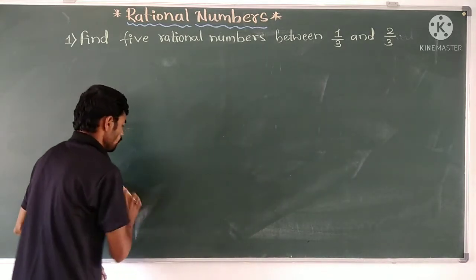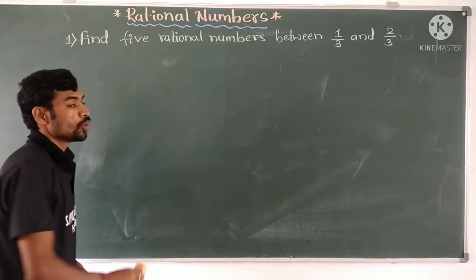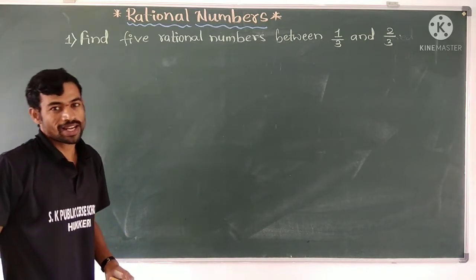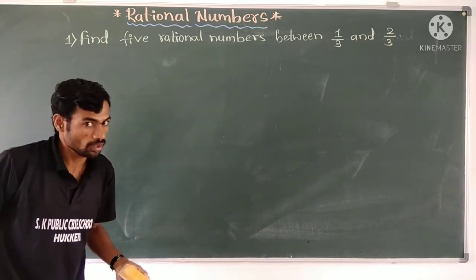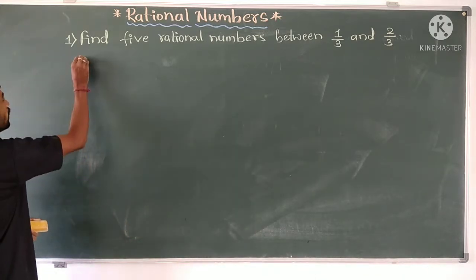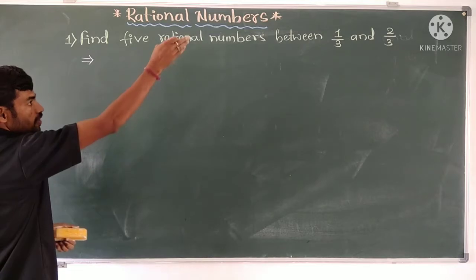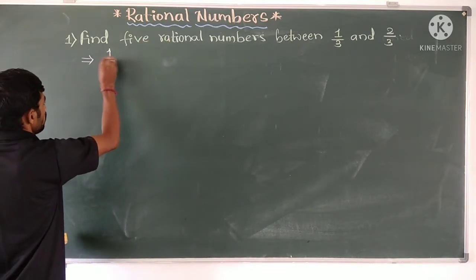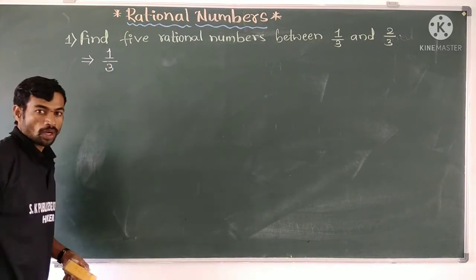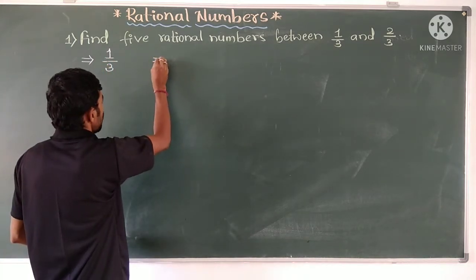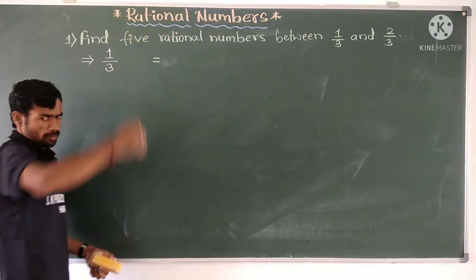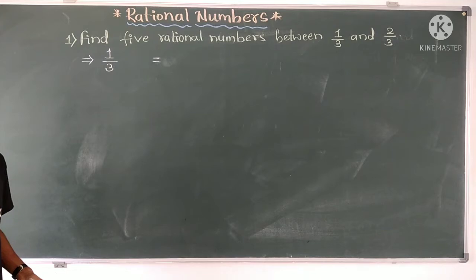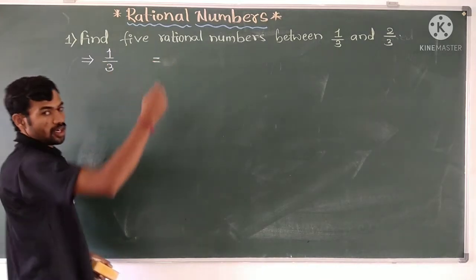So first what we have to do: we know that we can find equivalent rational numbers for a given rational number. How to find an equivalent rational number? Which is the first rational number? 1 by 3. Here you can find many rational numbers. Not only 5, infinitely many rational numbers we can find between 1 by 3 and 2 by 3.